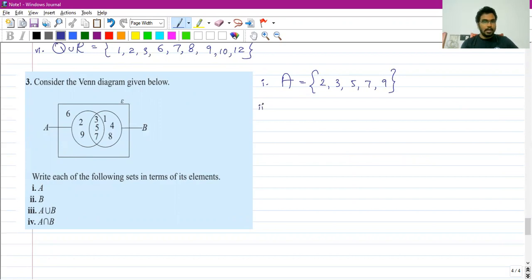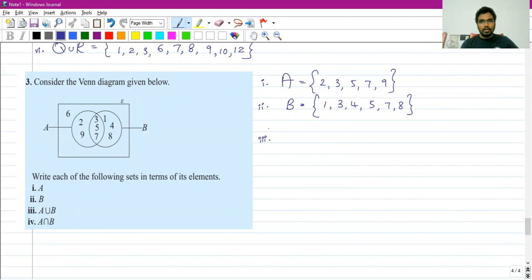Next one, the second part, B. So B is equal to, here you can see in this circle, this is the set of B. So we can write 1, 3, 4, 5, 7, 8. Yes. Next, A union B.